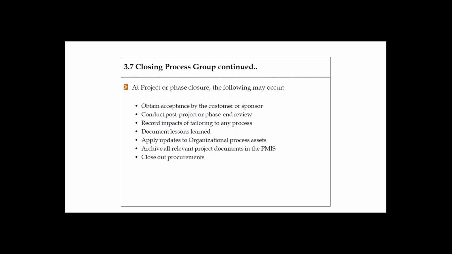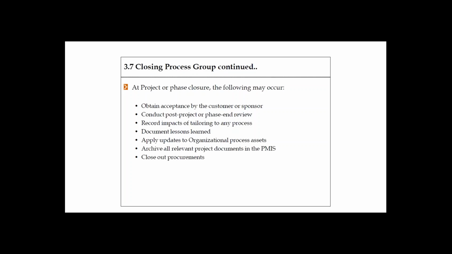Then apply updates to organization process assets, if there are any changes that we need to make to the OPAs. Then archive all relevant project documents in the PMIS. We need to ensure that, because PMI wants all the project documents to be archived so that they can be referred to for future purposes. PMIS is the project management information system. It can be an already available tool in the market, or it can be a simple SharePoint portal, anything.